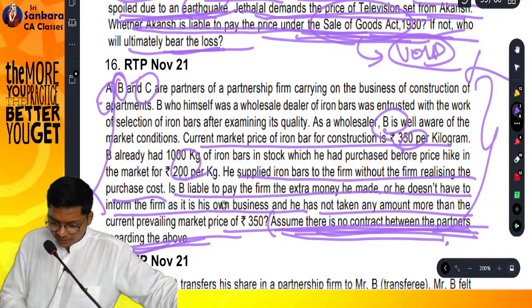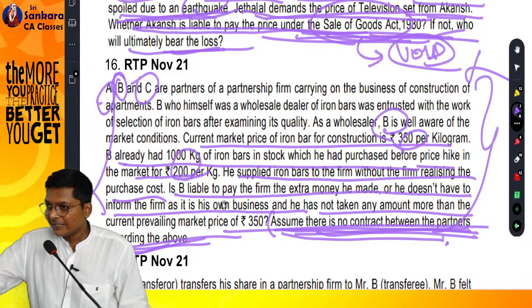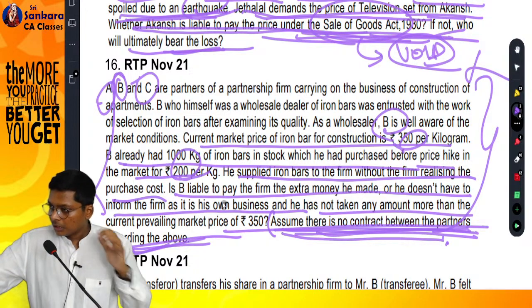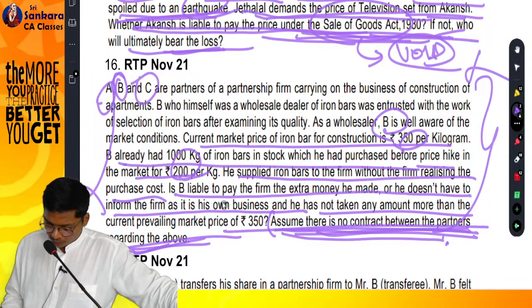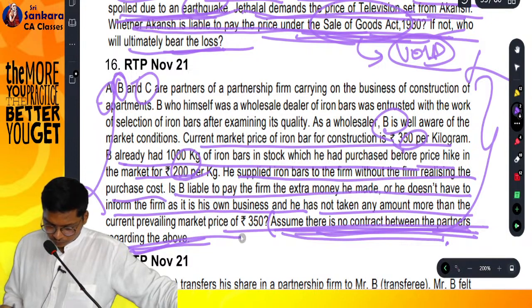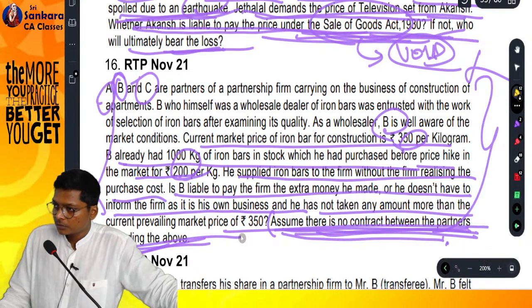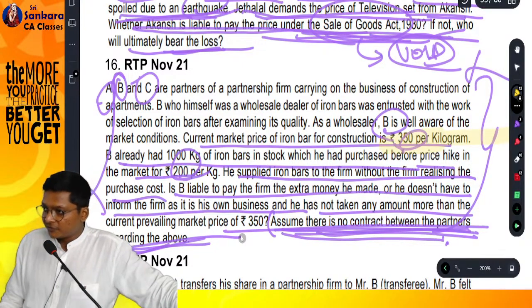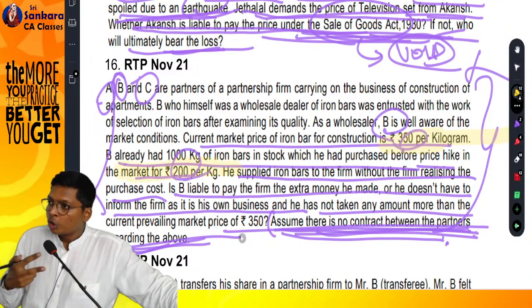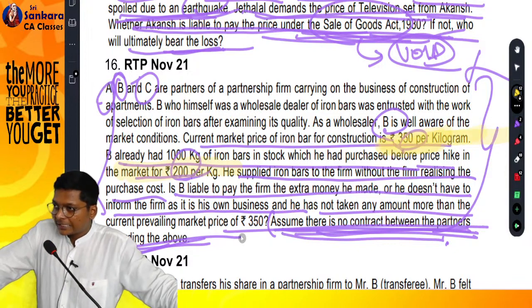Current market 50 and already correct, but that profit should have belonged to the firm, no? Why is he selling it outside? Correct. I'll explain. What he has done, he knew that the market price is going to go to 350. Before itself he purchased and kept for 200. Now he is selling to the firm for 350. Correct? Can you do that to the firm?